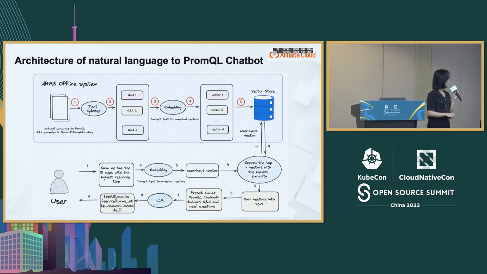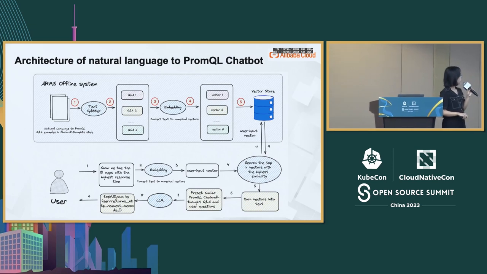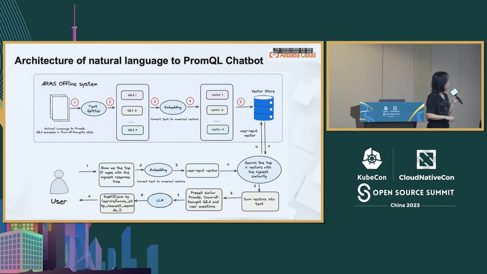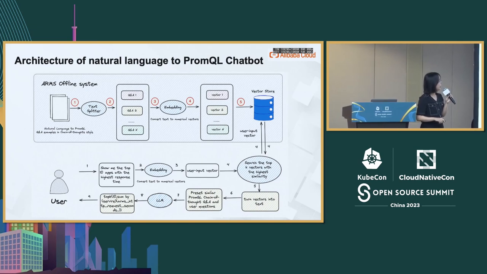Now we turn to the online system. Here, when a user asks, show me the top 10 applications with the highest response time, similarly, these words will be turned into vectors consisting of numbers, and then we get the user input vector. The next step is to search the top K vectors from the database with the highest similarity. It's very easy to know that.